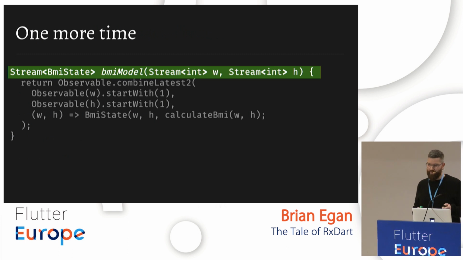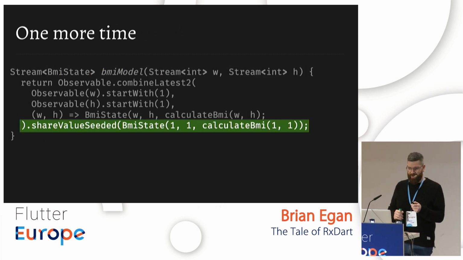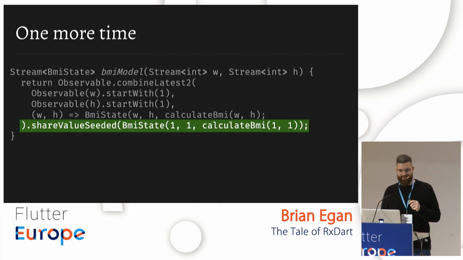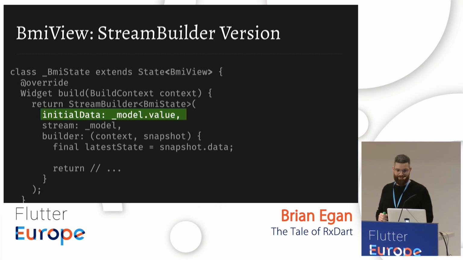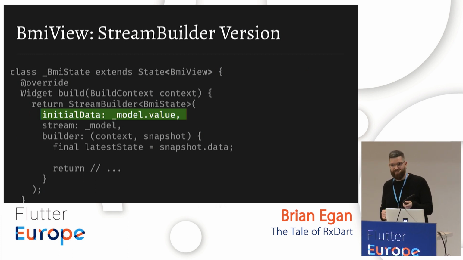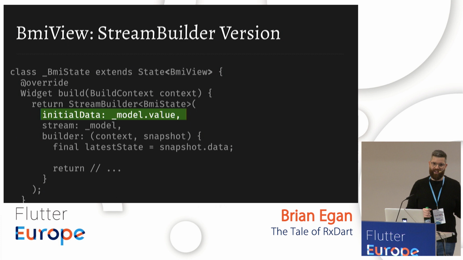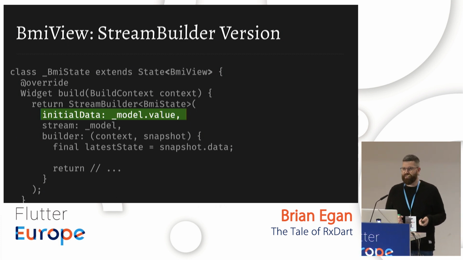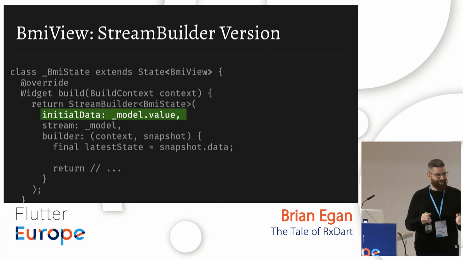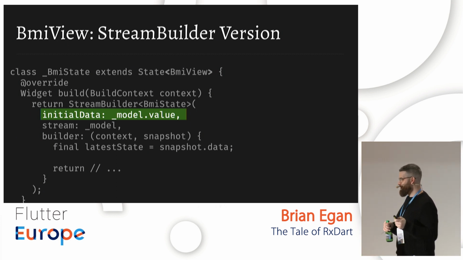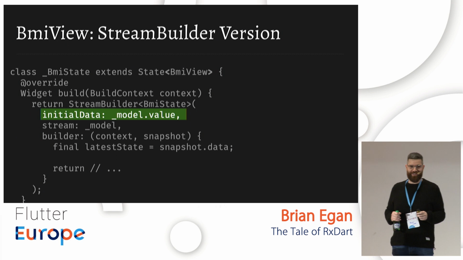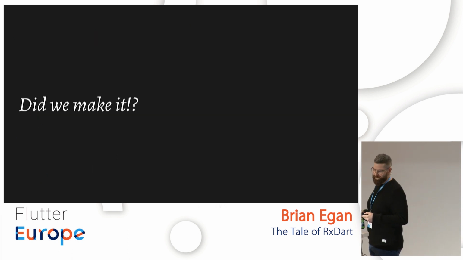So back to our BMI model. Now at the end, we can just add this share value seeded and provide the initial BMI state. And this was really nice because now when we go back to our StreamBuilder, we can just say, hey, model, what is the initial value essentially for initial data? Yes, all right, 2,000 lines of code later for a one-line change. We're doing it, we're making progress, people. We are embracing this Yak Shave to another level, I think, at this point.